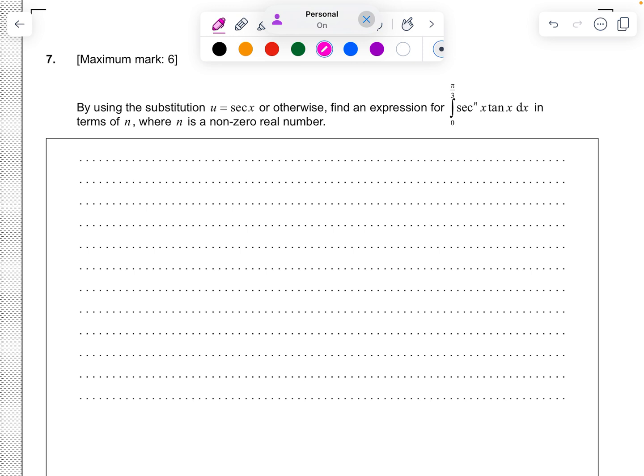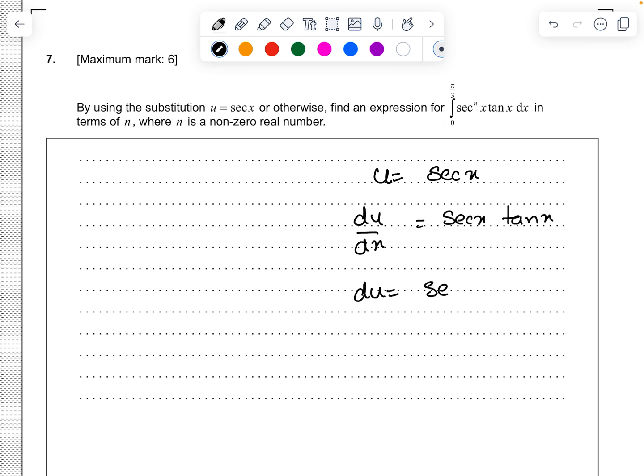Question number 7. Using substitution u equals secant x, hence or otherwise find an expression for the integral of secant to the power of n x tan x. So what is the substitution? He said u equals secant x. So du by dx equals the derivative of secant x, which is secant x tan x. So du will become secant x tan x times dx.